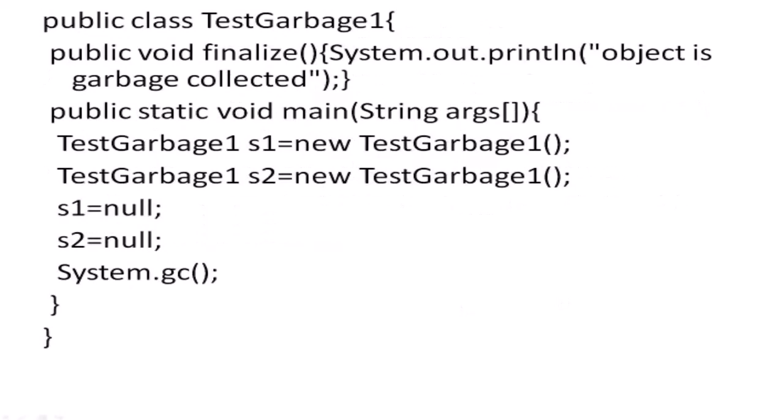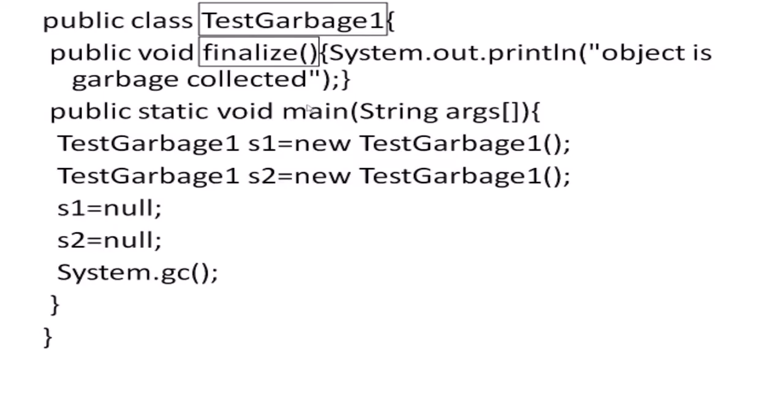Here we have created a class named TestGarbage1. Here we are using a finalize method. The finalize method is used to finalize all the objects. Before terminating a program, is there anything you want to do? Is there any last wish like that? It is going to check.